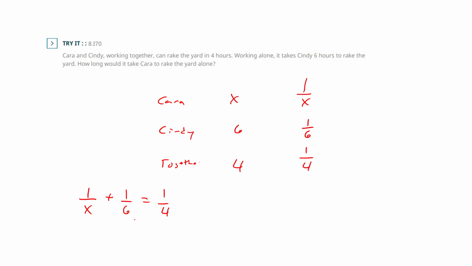So common denominator here would be, let's go with 12x is what we're going for. So this one needs to be multiplied by 12. This one needs to be multiplied by 2x. And this one 3x. Okay, I'm going to subtract 2x over. I get 12 equals 1x. So x is 12 hours.